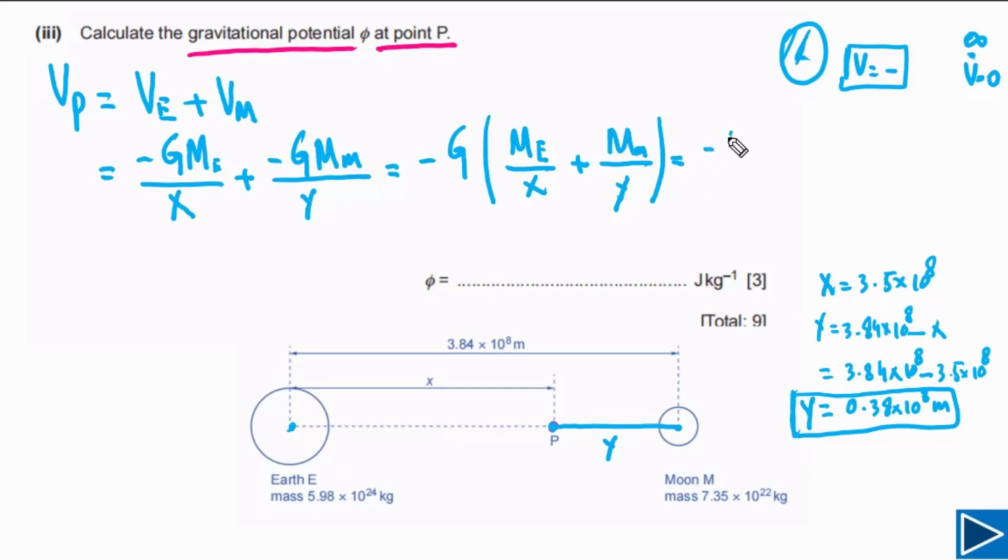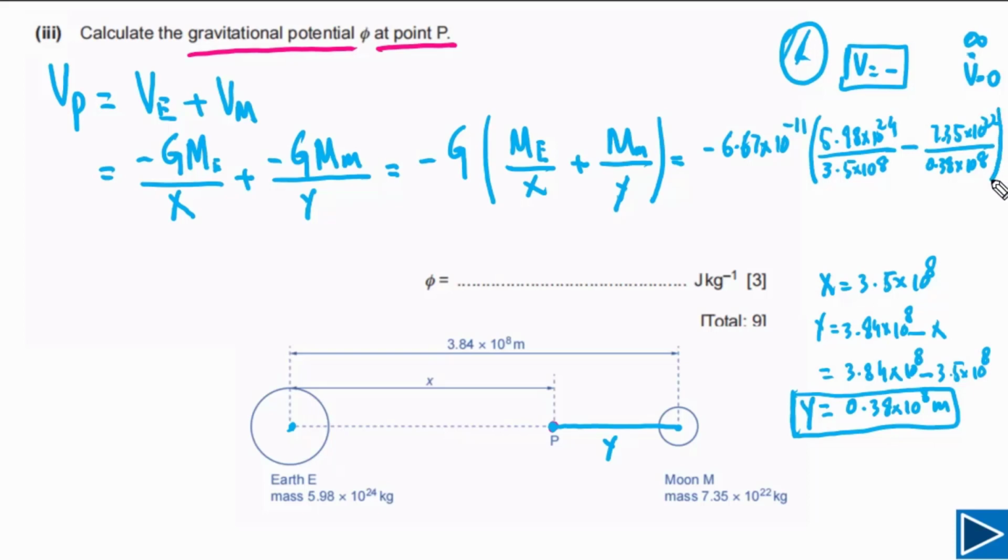So the value of g is 6.67 times 10 to negative 11 times the mass of Earth, that is 5.98 times 10 to 24, and this is divided by x, and x is equal to 3.5 times 10 to 8, minus, we have the mass of the moon, and the mass of the moon is 7.35 times 10 to 22 divided by the value of y, and the value of y is 0.38 times 10 to 8.